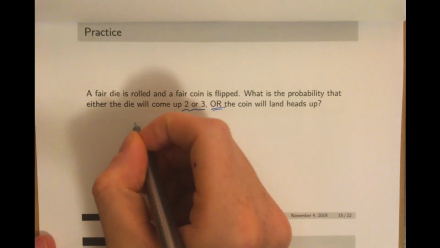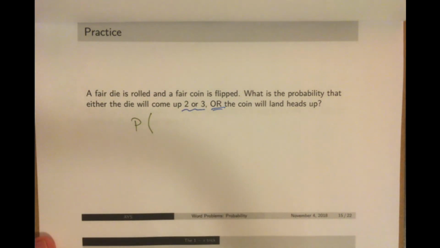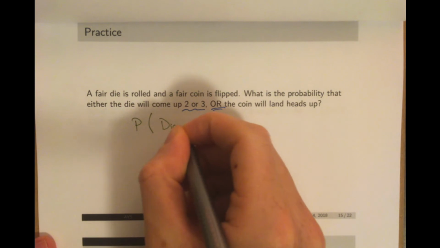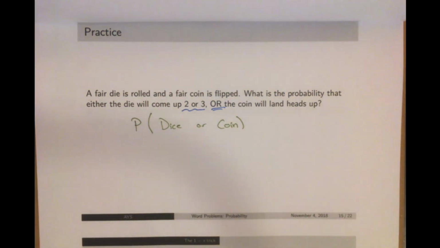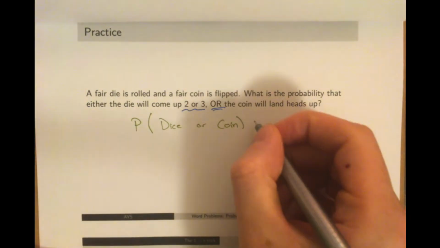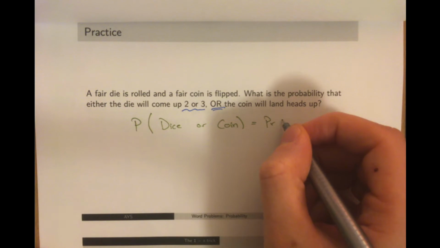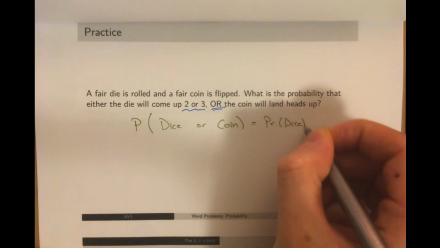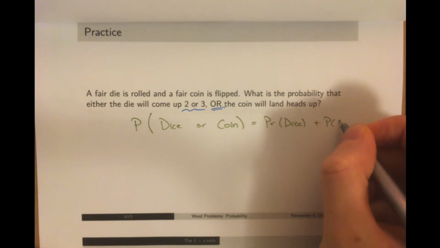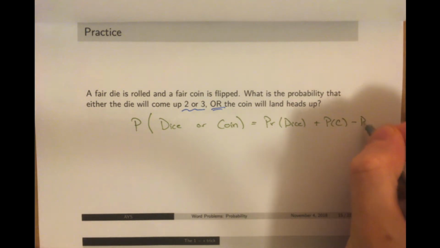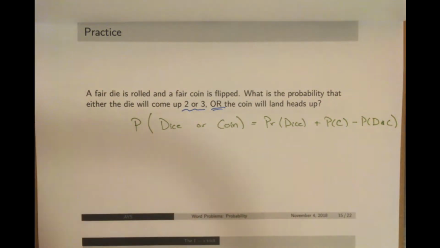So probability of, I'll say, dice or coin. So probably the dice is successful or the coin is successful. So this is equal to the probability of dice plus the probability of coin minus the probability of dice and coin. Cool, so let's look at the probability of dice.